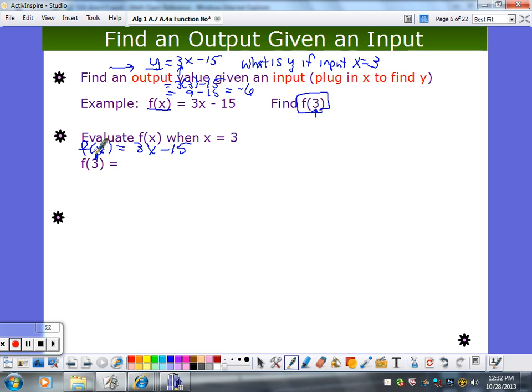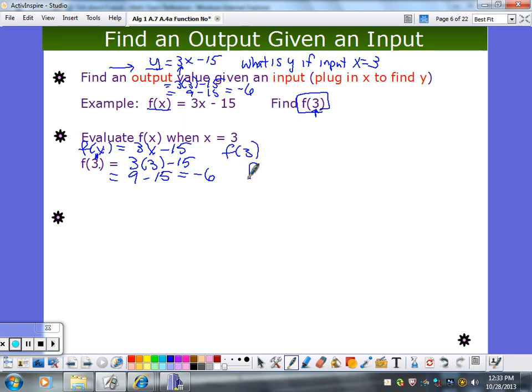Did I replace the x with a 3? Yes. So what do I do here? Replace the x with a 3. Right? The x is matched now, my 3 is matched. And then what do I get? Same thing we did before. This notation means f of 3 says replace x with 3.